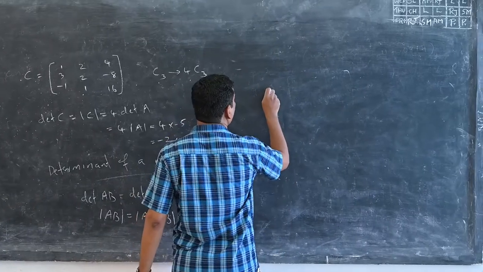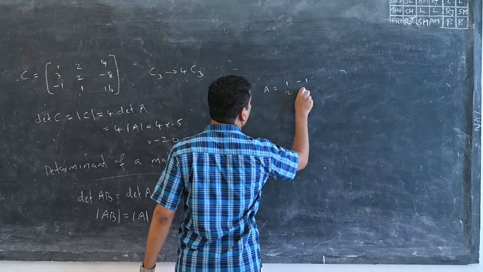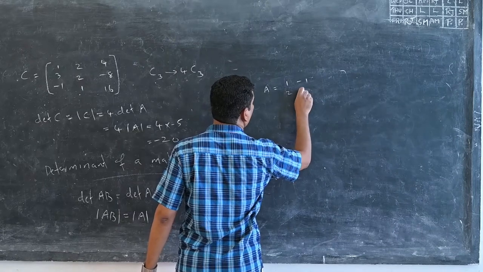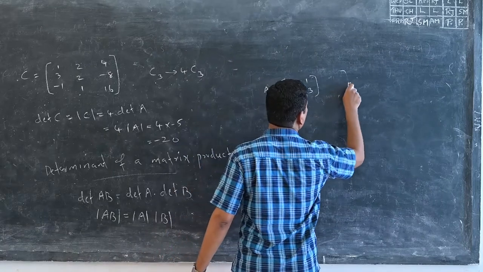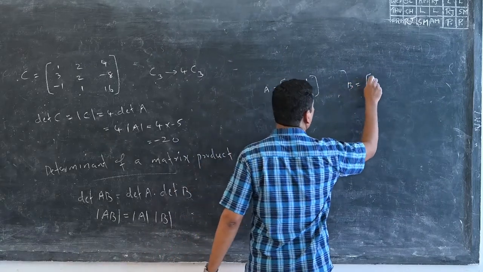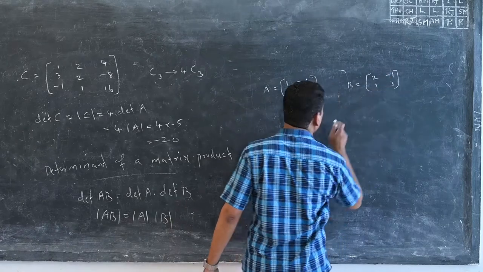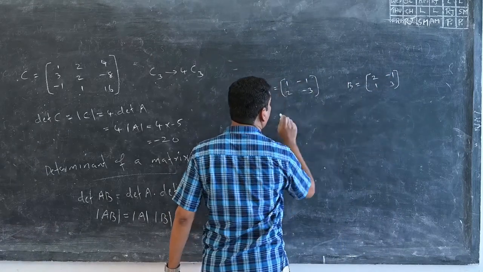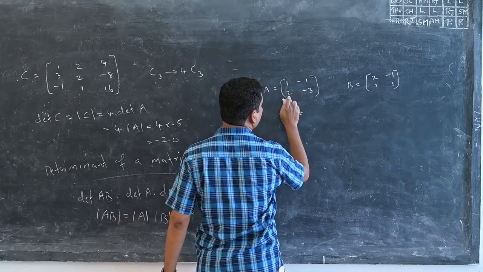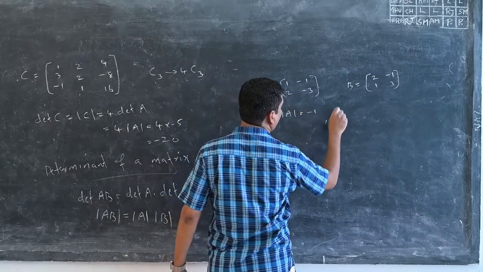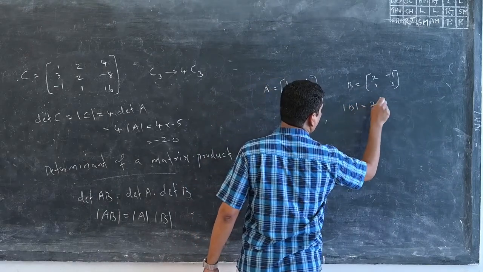For example, A is equal to [1, -1; 2, -3], B is equal to [2, -1; 1, 3]. Here, determinant A is 1 into -3, minus 3 plus 2, that is -1. Determinant B is equal to 6 plus 1, it is 7.